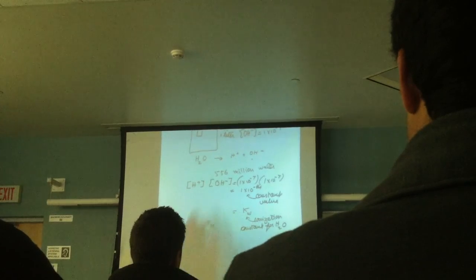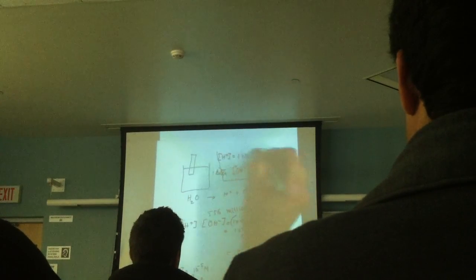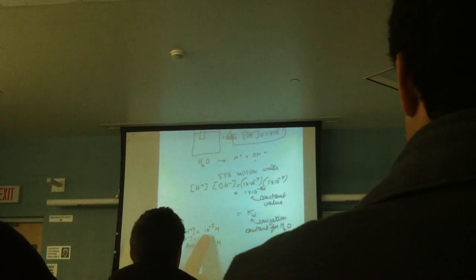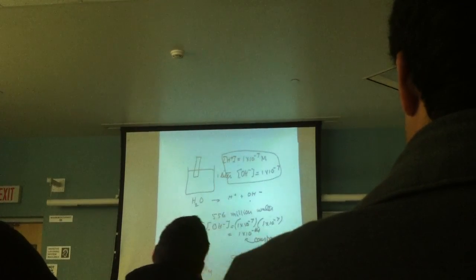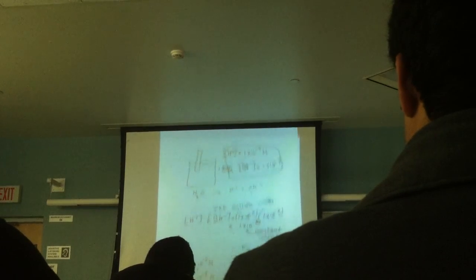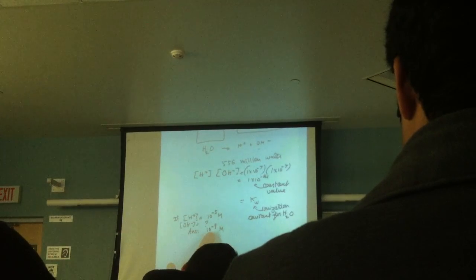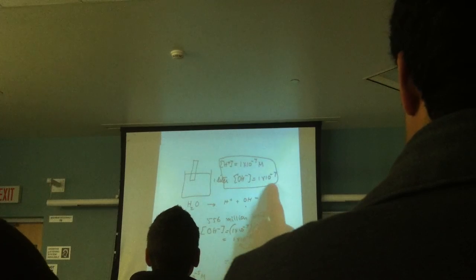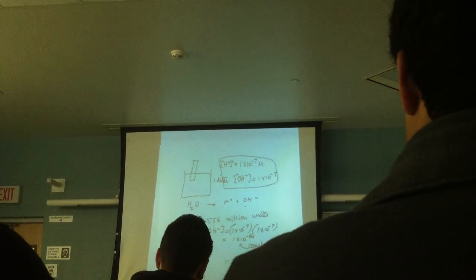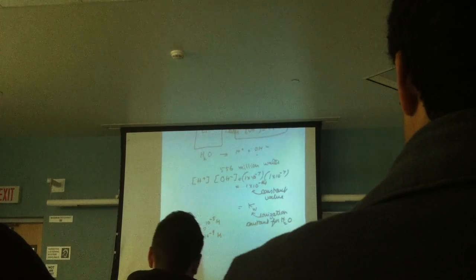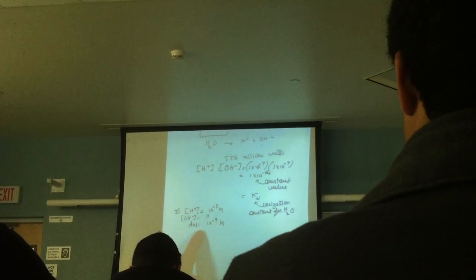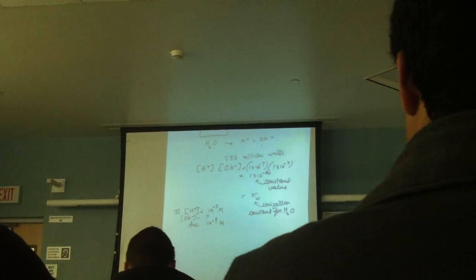Let's go back to this. Neutral. You told me 10 to the negative 5 is higher than 10 to the negative 7. You told me it's more acidic. What happened to the hydroxide? Is 10 to the negative 9 larger or smaller than 10 to the negative 7? Smaller. So what are we telling you? The higher the hydrogen ion, the lower the hydroxide. Makes sense, right? The more acidic, the less basic. Such that together, 10 to the negative 14.